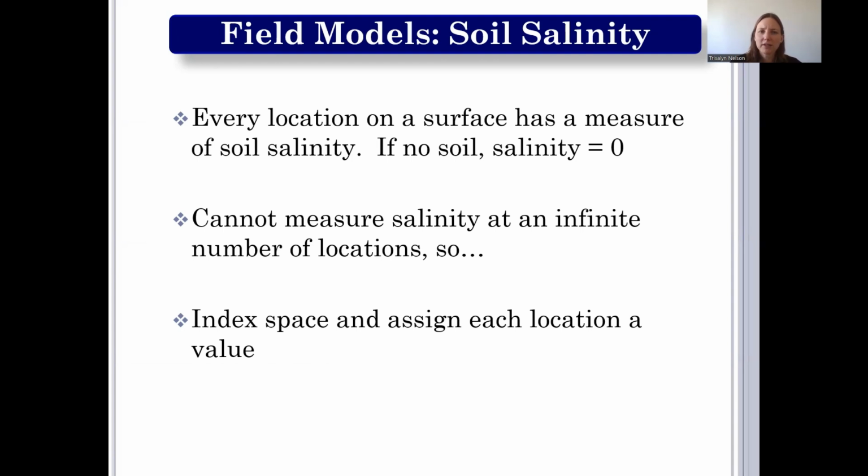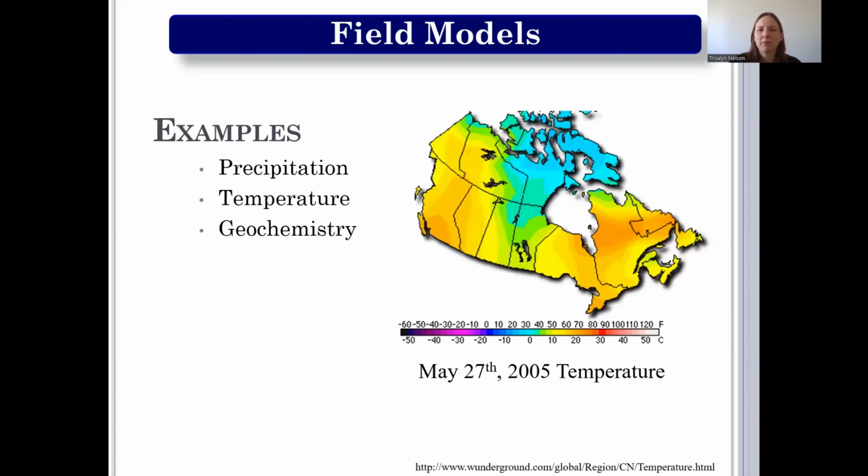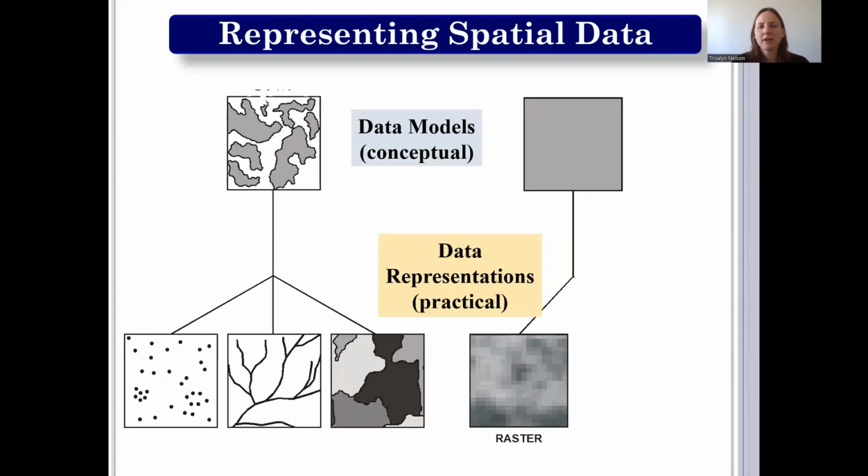So a little more on field models. Think about soil salinity. Every location on the surface of the earth has a soil salinity. And maybe you can't measure it at every single location, but even if you don't measure it, it exists. And so usually when we represent things as a field model, we have some practical way of breaking up space and then assigning each value a location. I'll give you a bit more detail about that. But yeah, many things that we think of as physical geography are field models: precipitation, temperature, geochemistry.